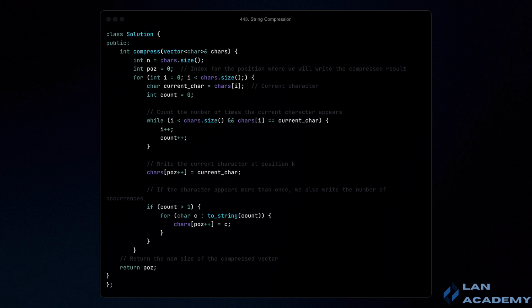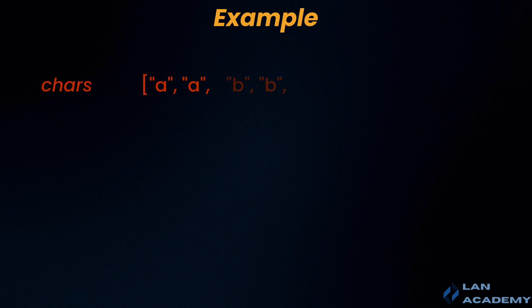For example, if chars represents a large text document, the algorithm can quickly compress the text without needing additional space for a separate compressed array. To ensure clarity, consider an example to illustrate this process. Suppose chars equals AA, BB, CCC. Here's how the algorithm would work.